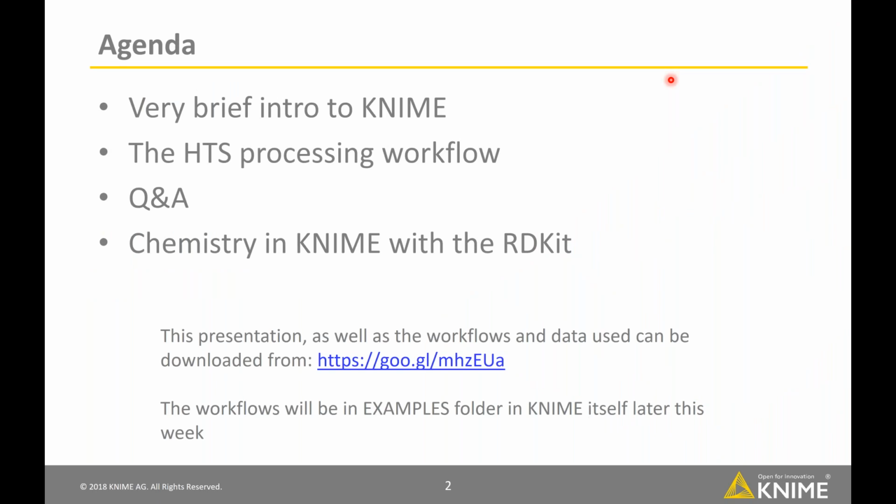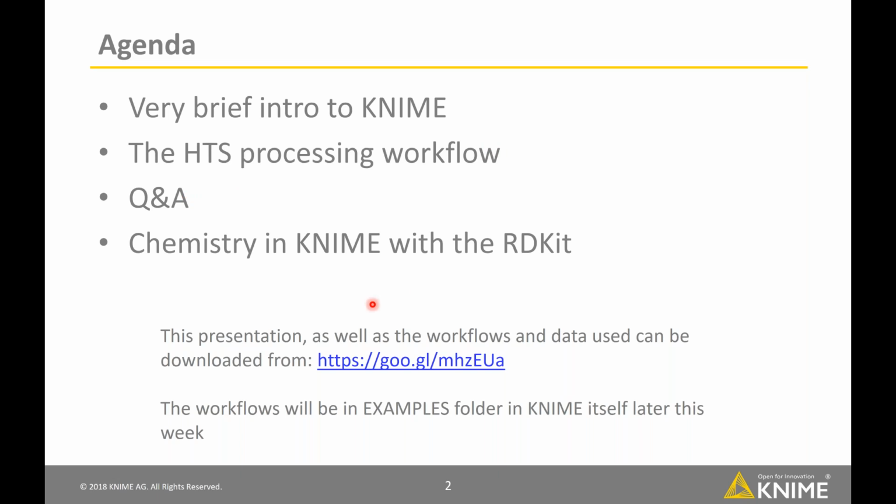I will start with a very brief introduction to Knime itself. I'm going to assume that people know it to some extent, but I'll provide you some pointers to resources if you don't. And then I'm going to go through in some detail a workflow for doing processing of HTS results. We'll do a Q&A session at that point, and then if there's still time at the end, I'll show some other examples of doing chemistry in Knime with the RDKit, so some case studies and publicly available workflows for that.